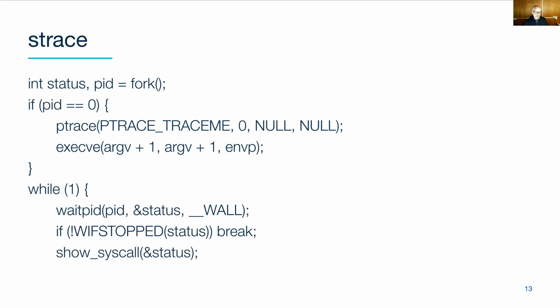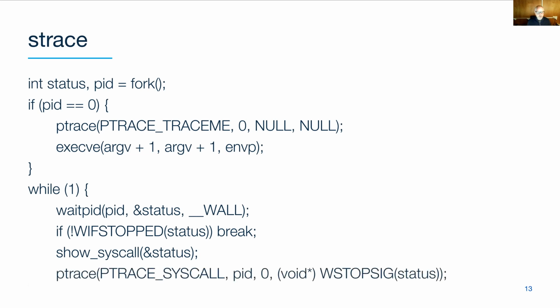Otherwise, I haven't shown the implementation of this, but you can imagine how it might work, right? I'm going to show the syscall and print, get the registers to see what the arguments of the syscall were, etc. And then off I go again, ptrace. So the first syscall will be exec, and then we go again with the ptrace syscall. And this will actually end up with two lines being emitted per syscall, one on the way in and one on the way out, but that's fine.